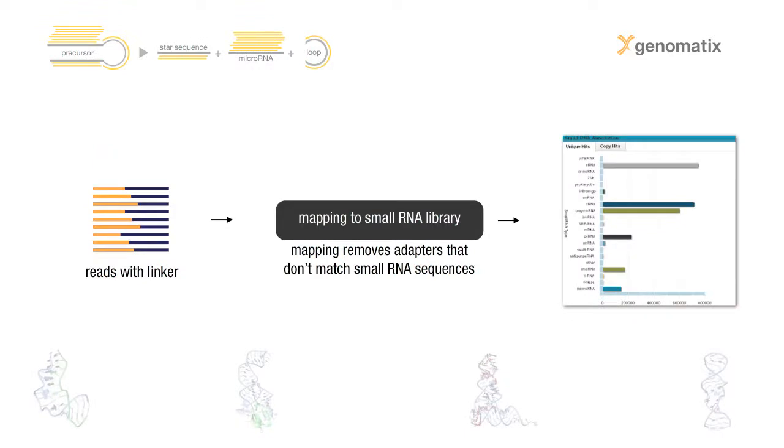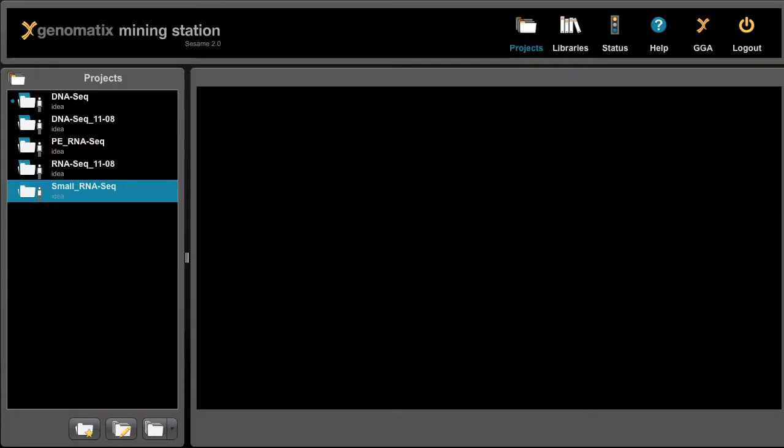In this webcast, I'm going to show you the Genomatix approach, where the mapper can align reads that still have the linker attached. So you can take the reads as they come from the sequencer, map them to the small RNA library, and directly get the mapping results. So let's have a look at the Genomatix Mining Station so I can show you how we map the reads.